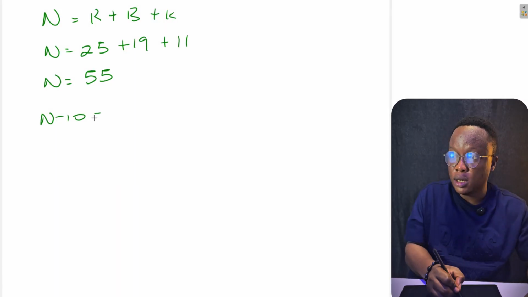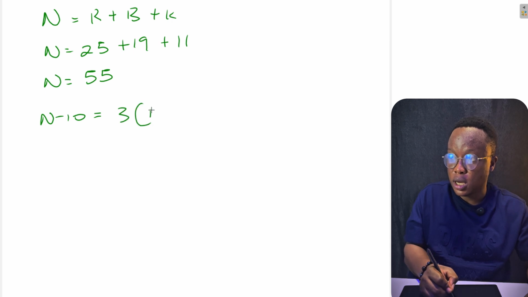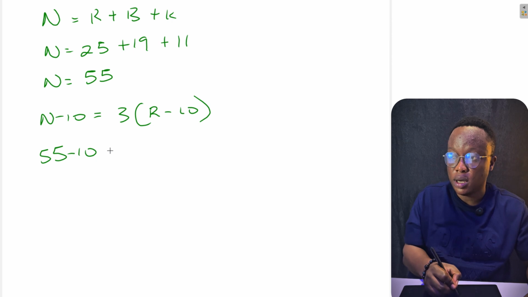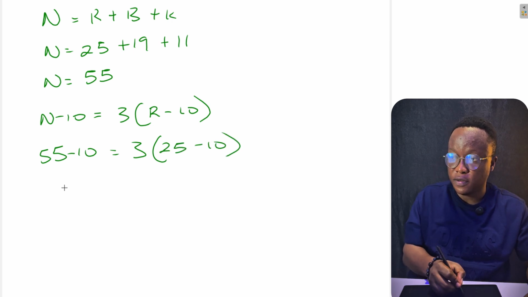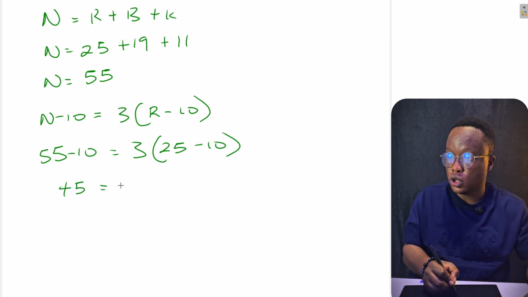N minus 10 is equal to 3 times Rob minus 10. Right? So N minus 10, which is 55 minus 10, is equal to 3 into Rob's current age, 25 minus 10. So 55 minus 10 is 45, is equal to 3 into 15, 45 is equal to 45.